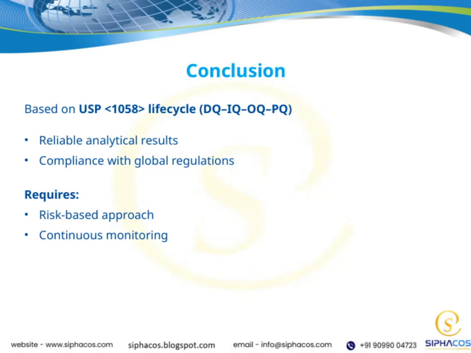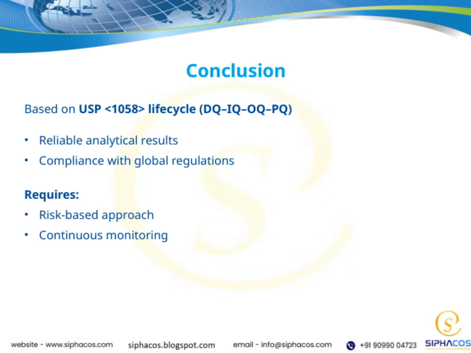So, to wrap things up, let's look at the conclusion. The USP 1058 life cycle, which includes DQ, IQ, OQ, and PQ, really provides a comprehensive framework for ensuring that our analytical methods are robust and reliable. Following this structured approach helps us achieve consistent and trustworthy analytical results. And of course, these reliable results are essential not only for scientific accuracy, but also for meeting global regulatory requirements. Compliance isn't just a box to check. It's integral to maintaining trust and integrity in our processes.